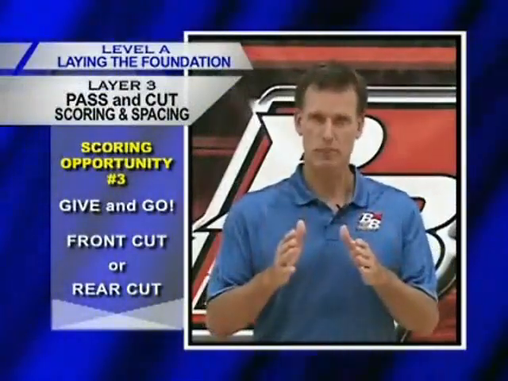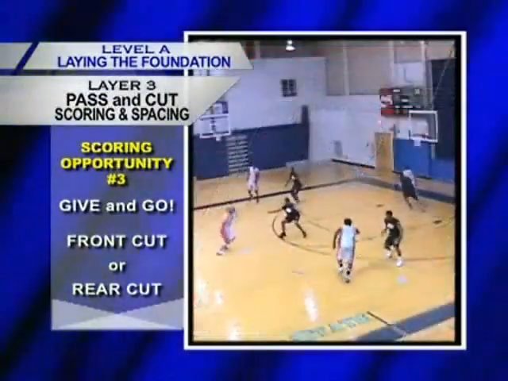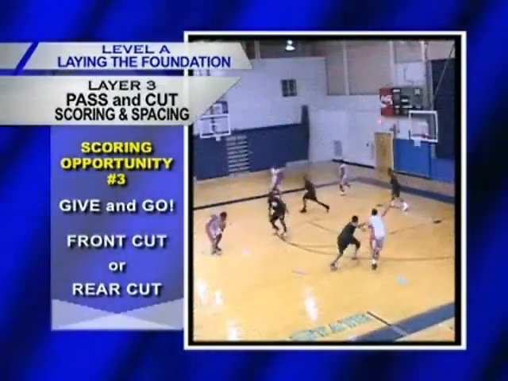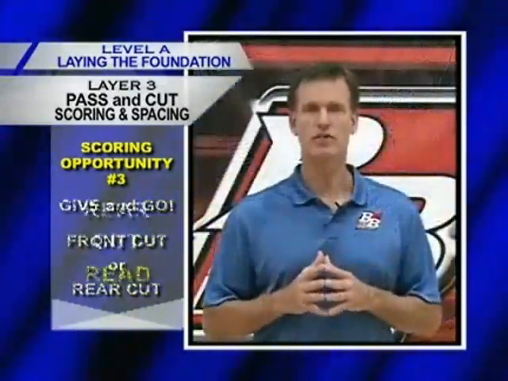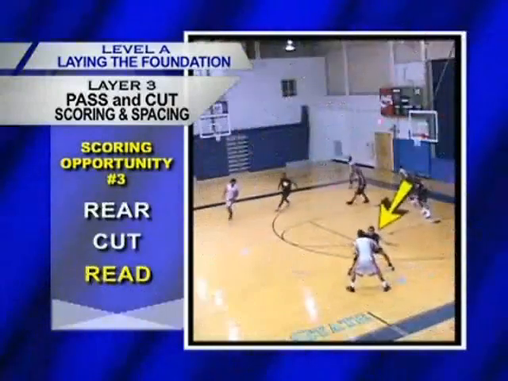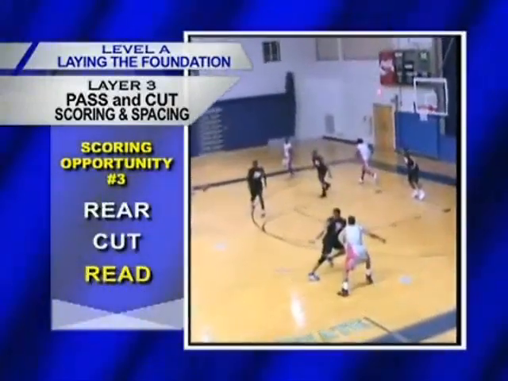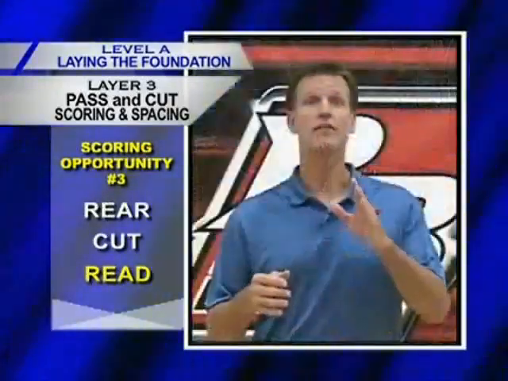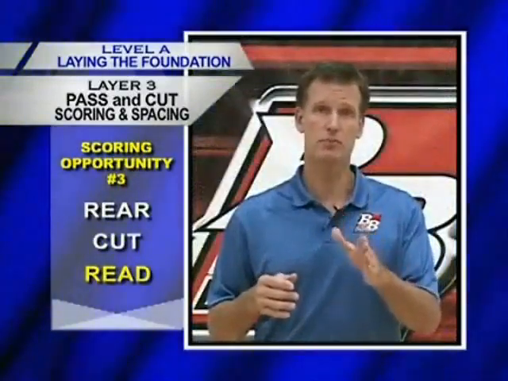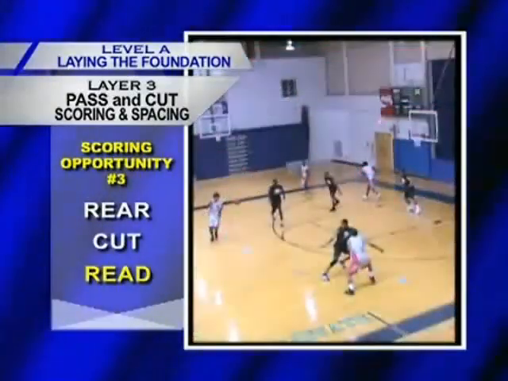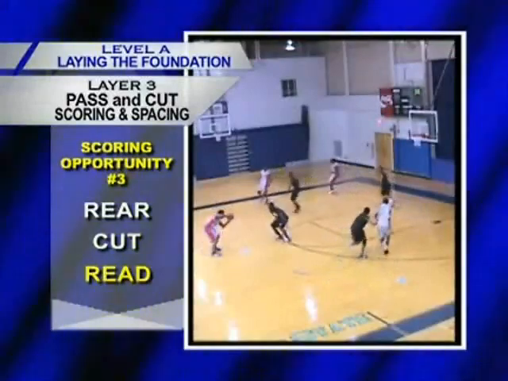It's the passer's opportunity. He can score on a front cut or a rear cut. Here again, the reads have been simplified. If the defender jumps toward the ball in order to get into denial position, and this is what 99% of defenders have been trained to do, then simply rear cut straight to the basket.